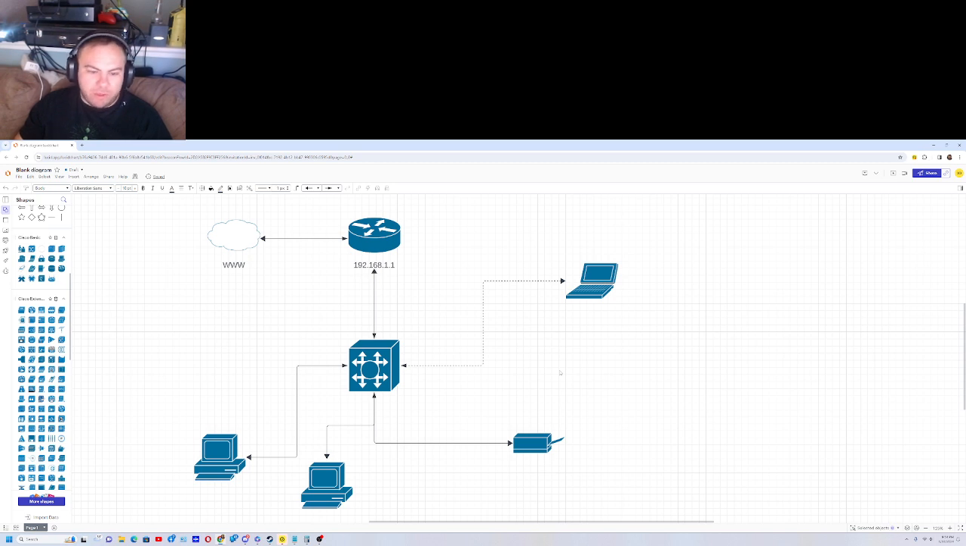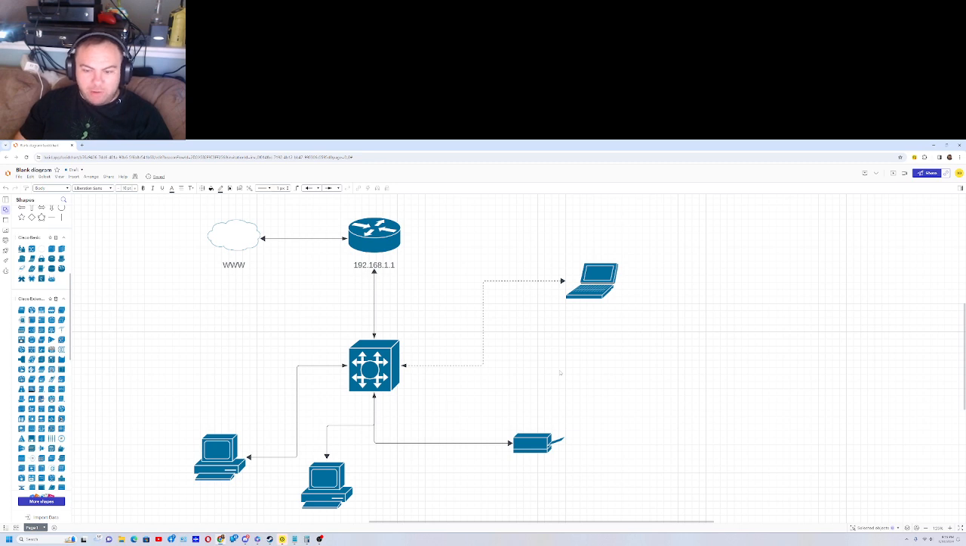Now, subnetting is really important in the Internet of Things because we are limited to only so many IP addresses in our world. Generally, an IP address can be anything from 0.0.0.0 all the way up to 255.255.255.255.